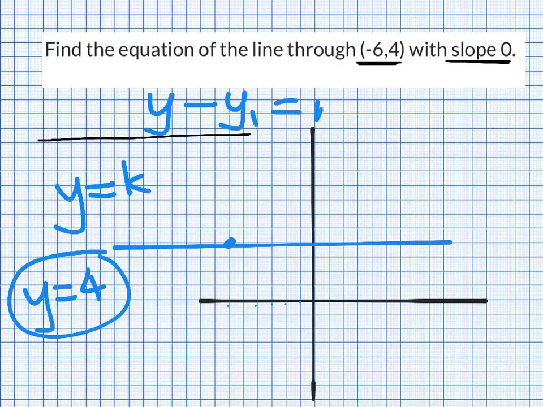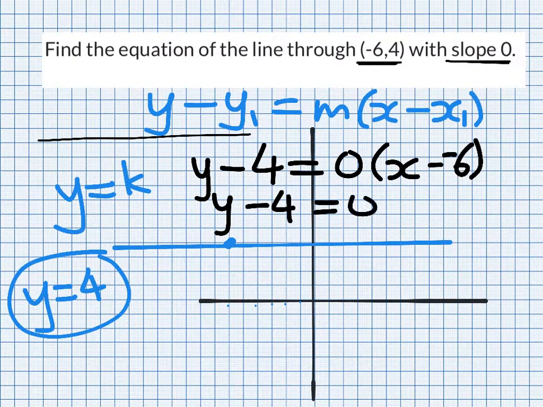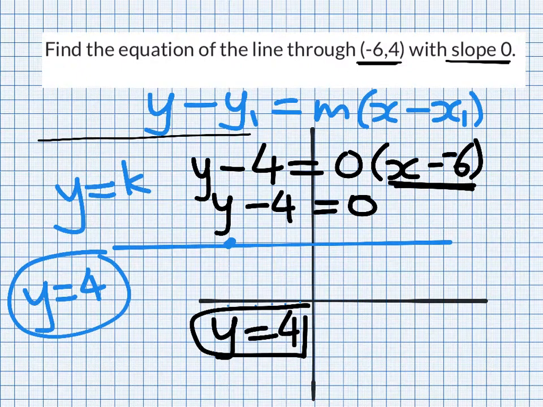So y minus y1 is equal to m times x minus x1. And we get y minus 4 is equal to 0 times x minus -6. Y minus 4 equals 0, because 0 times this factor is just 0. And so my equation, doing it that way, is y equals 4. Okay, so it does work in cases of horizontal lines. Have a think about what would happen if I'd said a vertical line through that point. Just think about what you'd do there.